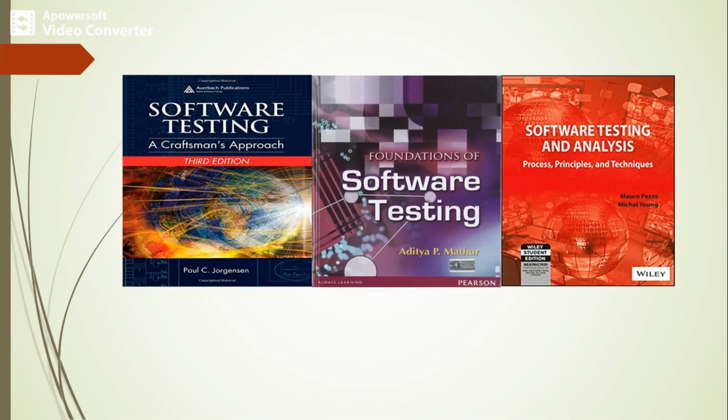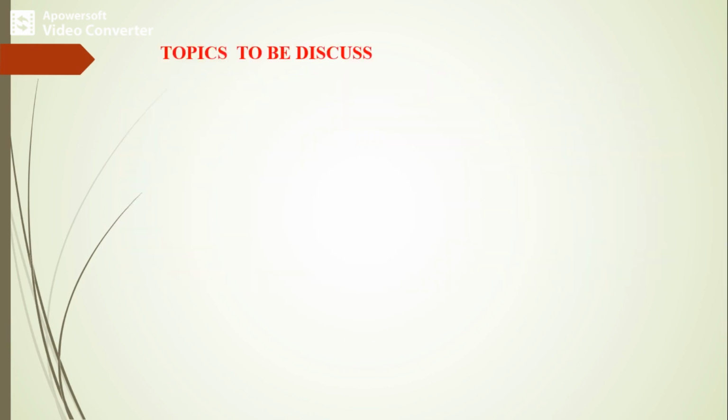The first is Software Testing: A Craftsman's Approach, 3rd edition, by Paul C. Jorgensen. The second is Foundations of Software Testing by Aditya P. Mathur, published by Pearson. And the third is Software Testing and Analysis: Process, Principles and Techniques by Mauro Pezzè and Michal Young, published by Wiley. This is how the textbooks look.